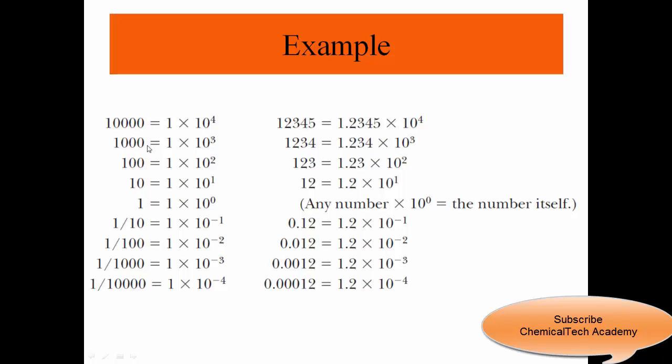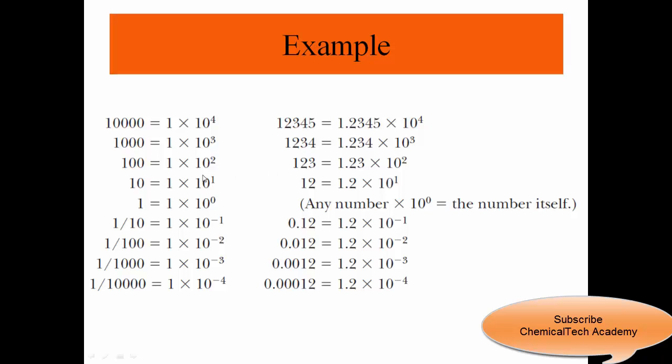Next example, 1000, 1 times 10 power 3. So 1, 2, 3. We have moved the decimal point by 3 places, so the exponent is 3. Since this number is greater than 1, we have a positive value. Or we can say when we move the decimal point to the left, the value of the exponent is positive. When we move it to the right, it's going to be negative.